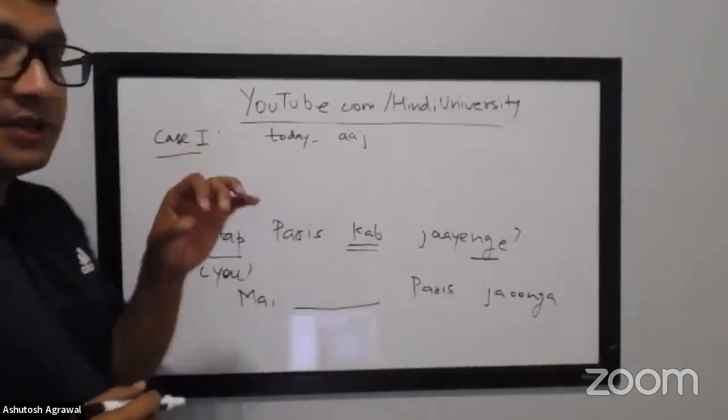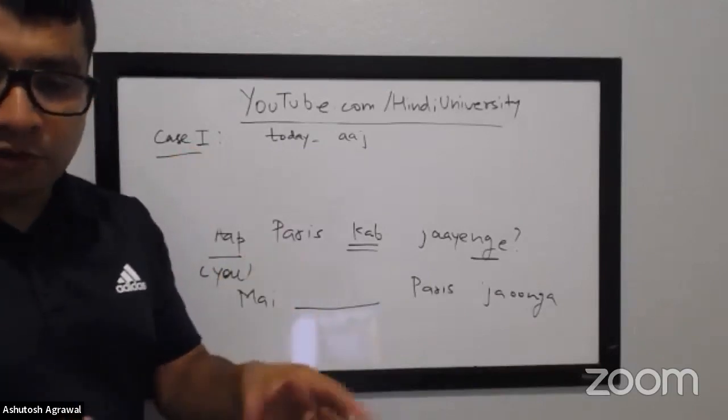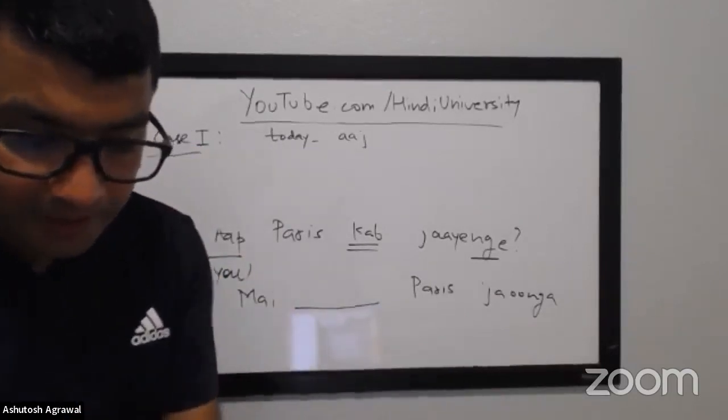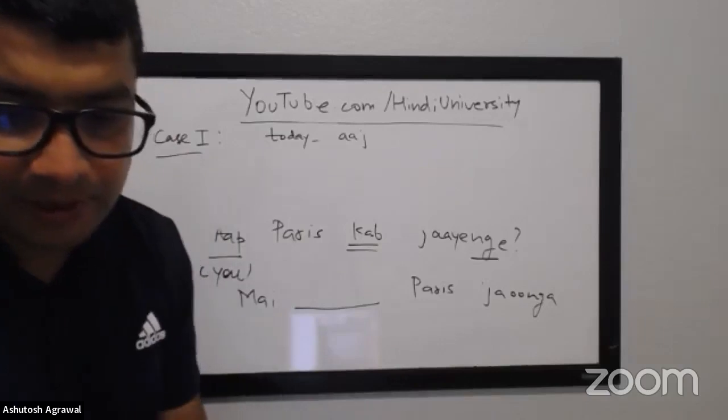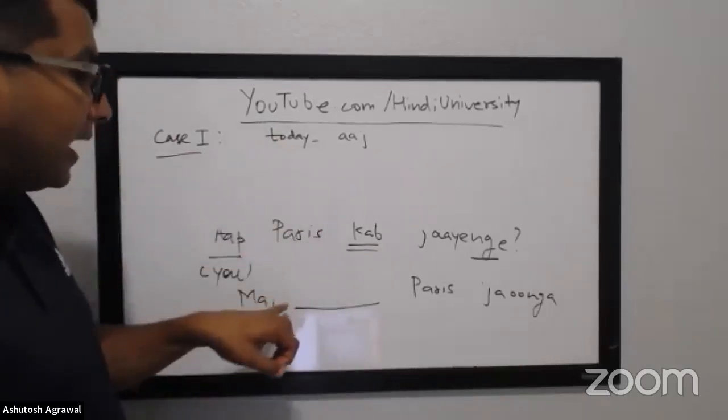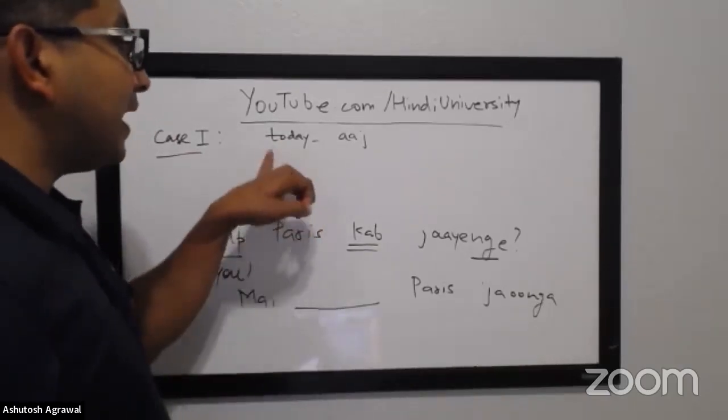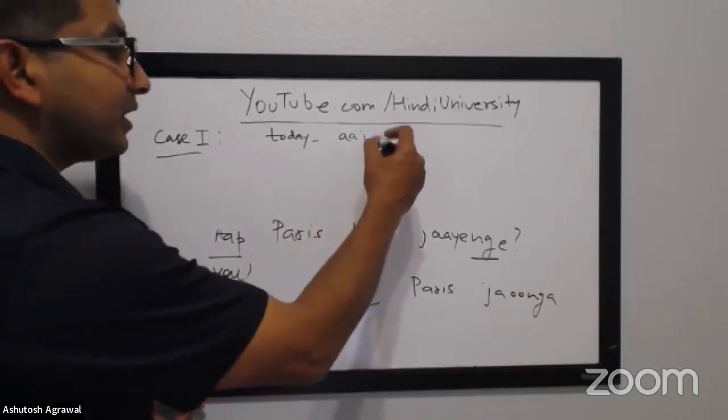Okay, so in the previous class we learned about two cases. I'm going to do a quick recap of both of them and we'll jump to the third case. Okay, so in this case we spoke about मैं आज पेरिस. She said मैं आज पेरिस जाऊंगी. Similarly, what else can you say?